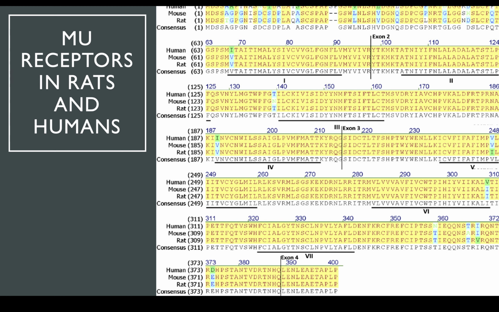And what this supports is the idea that mu receptors in rodents and humans are relatively the same in terms of their structure and function. And this shows how rats could potentially serve as really useful and helpful models in understanding the role that mu receptors play in addiction and physical dependence.